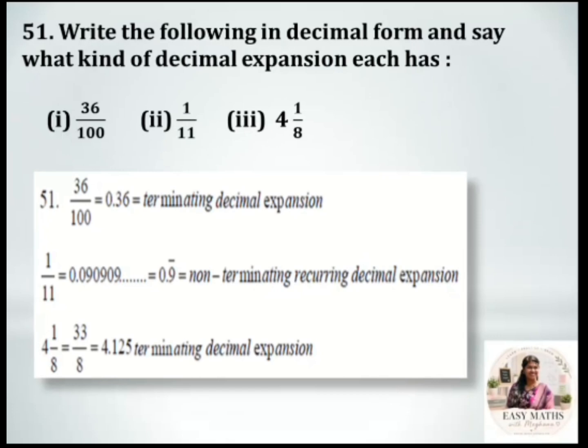4 into 1 by 8. So 8 4s are 32. 32 plus 1 is 33 divided by 8. If you divide here, 125 is repeating again and again after the decimal point. And also you will get the remainder as 0. So this is an example for terminating decimal expansion.